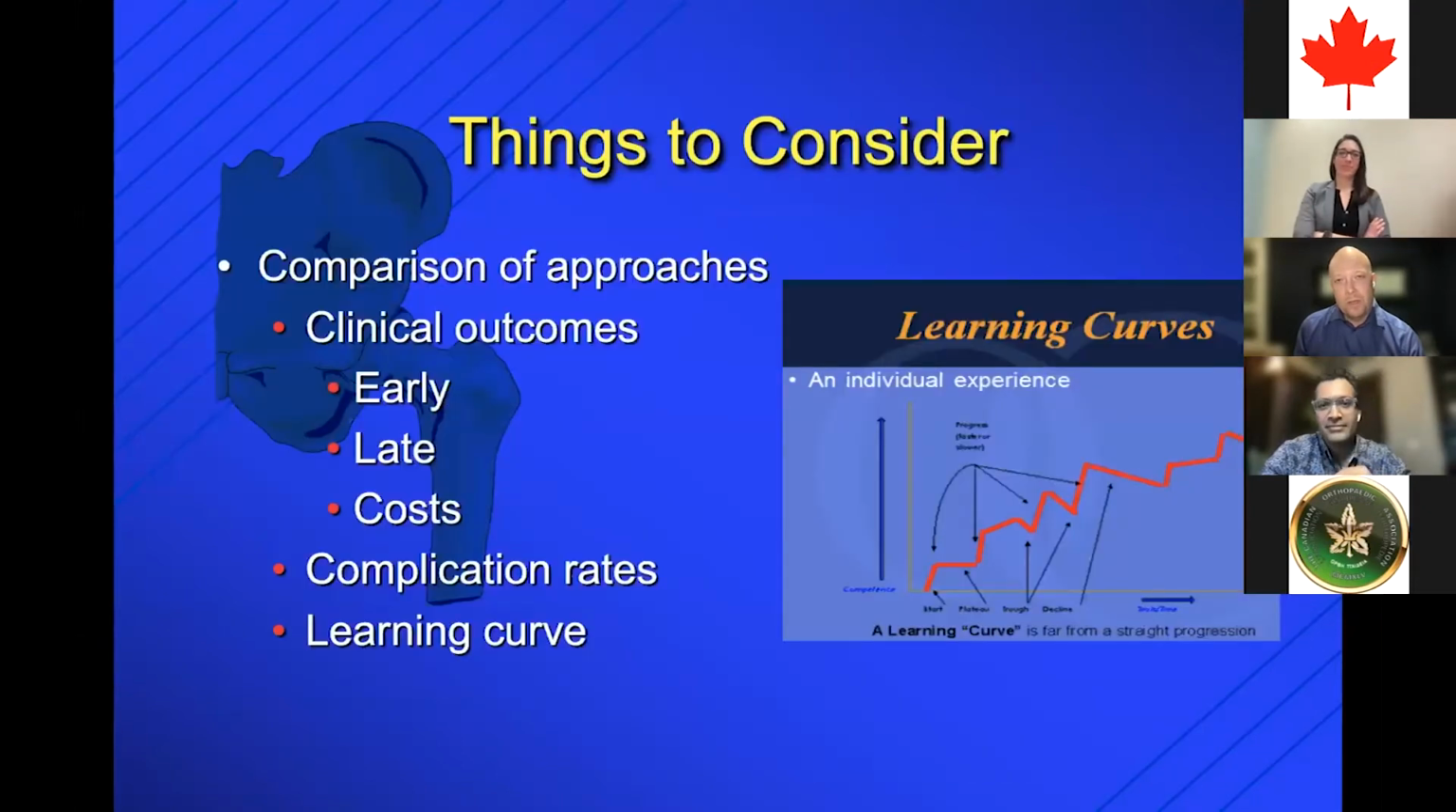So in the talks tonight, as you listen to our speakers, I want you to think about some things when you listen to the comparison of the approaches. Think about the outcomes, both early and late. Think about the costs to your hospital in terms of the operating room costs, as well as the hospital stay. Think about what complication rates are, and whether that is different than what you're going to experience with your current approach. And then the concept of learning curve.